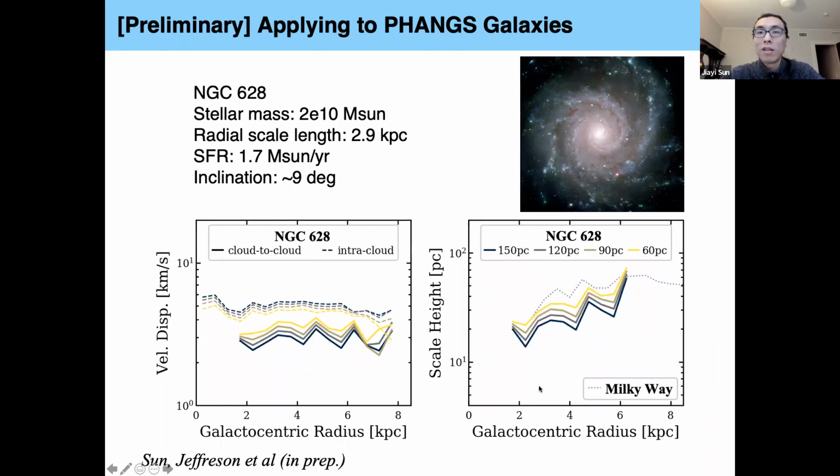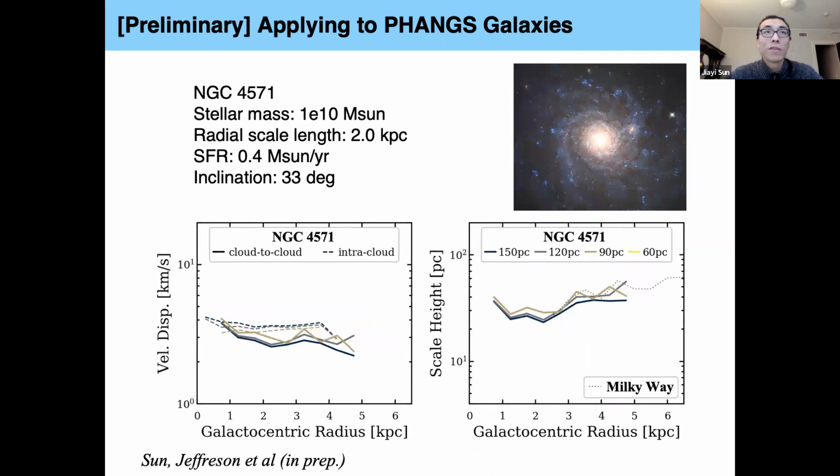So this gives us some confidence that our measurements are not strongly dependent on the spatial scale that our data are at. And then on the right-hand side, we're comparing the inverse scale height from the intercloud term and comparing that also to the measurements in the Milky Way. We can see that those two are comparable, in the ballpark of each other. So it also tells us that our measurements seem to be working.